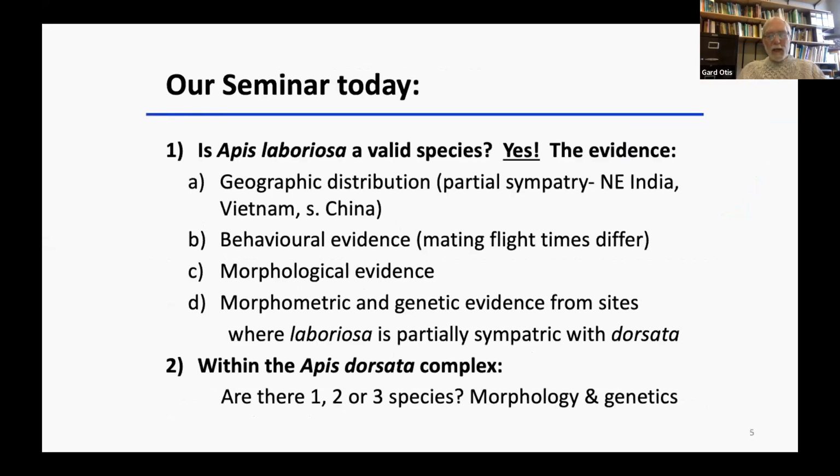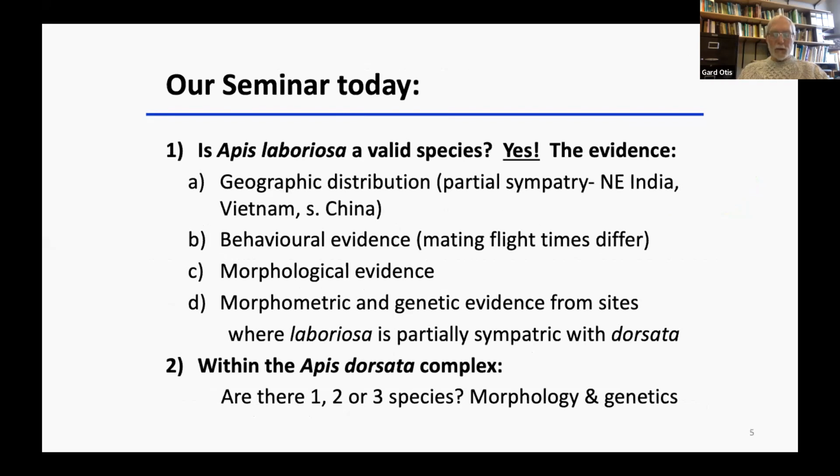So here's where we're going today. First, we're going to really compare Apis laboriosa and look at it compared to Apis dorsata, primarily of mainland Asia, but the dorsata complex as well. Looking at geographic distribution, where the bees occur in partial sympatry in parts of their range.